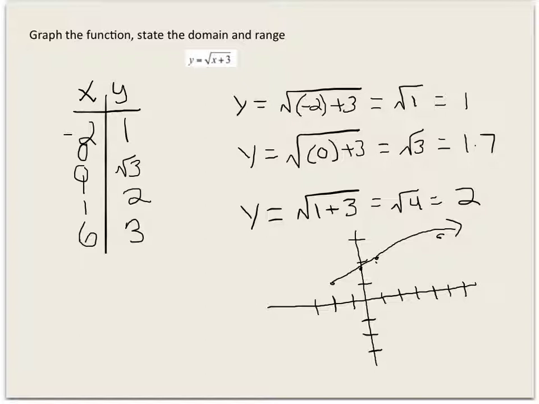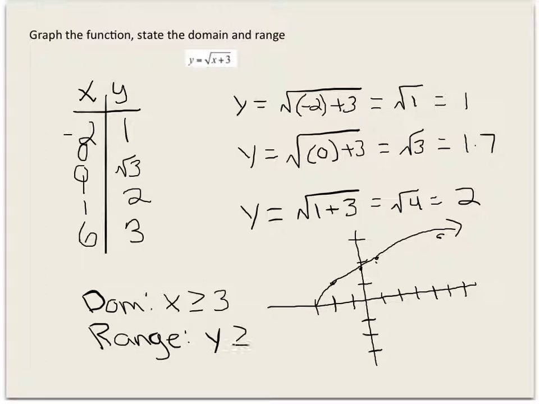So that's the function. The domain, notice, we could continue our curve, but we can't go underneath the 0 because square roots can't be negative. You're not going to get the square root of a negative number, or it's not a function anymore. So x is actually going to have to stay greater than or equal to 3 as the domain, and the range is going to be y positive.